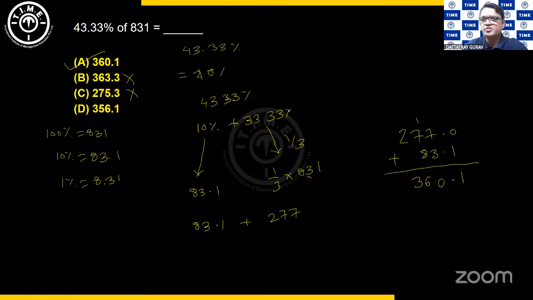The final answer is 360.1. The breakup is more important. 43.33 I can write as 10% plus 33.33. It becomes more easy in terms of calculations. 10% we can find easily. 33.33 is 1/3. That can also be found easily.